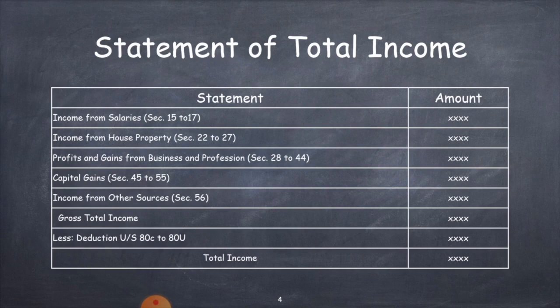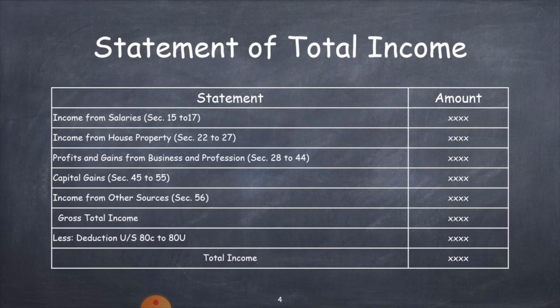So, here the 5 heads are income from salaries, section 15 to 17; income from house property, section 22 to 27; profits and gains from business and profession, section 28 to 44; capital gains, section 45 to 55; income from other sources, section 56. So, when you add the income from these heads, you get gross total income. From this, you have to deduct the deductions from 80C to 80U.